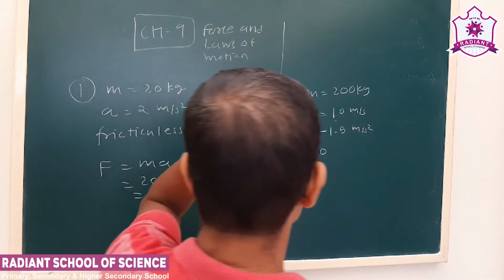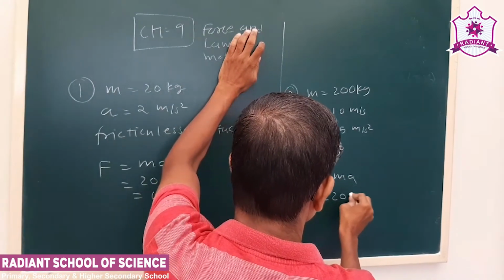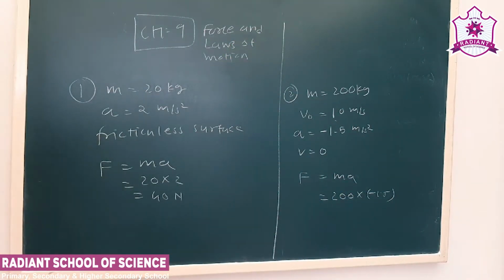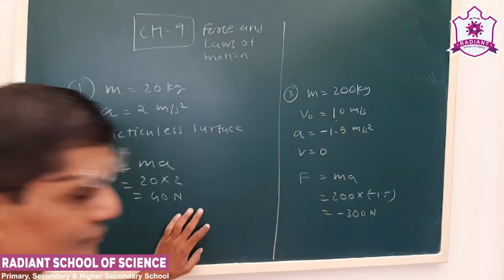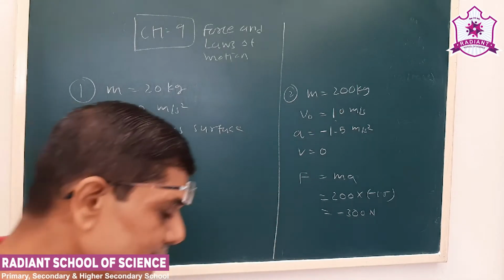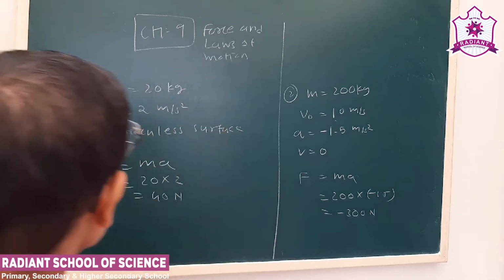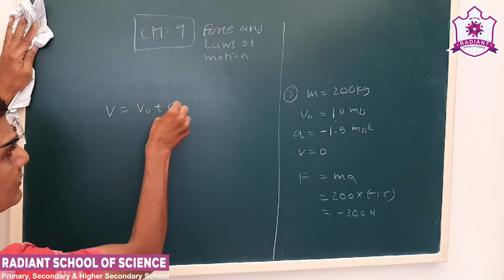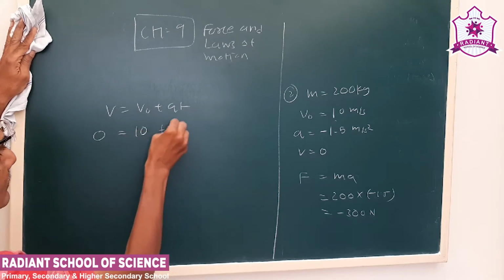Now, the force we can easily find out. F is equal to ma, 200 into minus 1.5, so that will be minus 300. Here the force is negative, that is a retarding force. Now we have to find out in how much time the vehicle will stop. So we use our formula V is equal to V0 plus at. Here the final velocity is 0, V0 is 10.